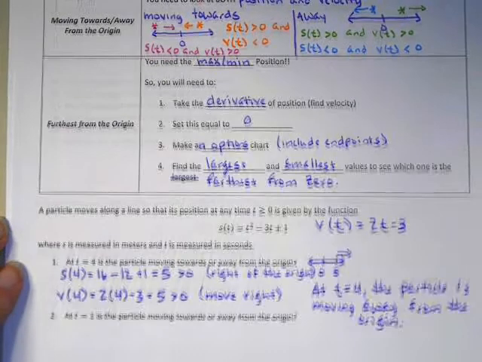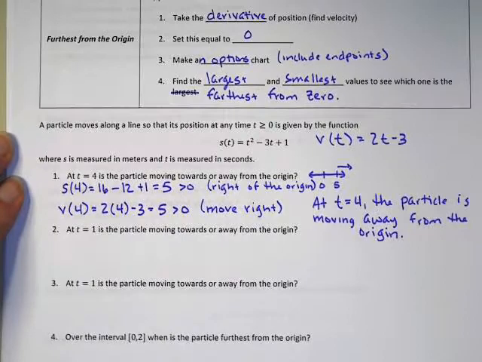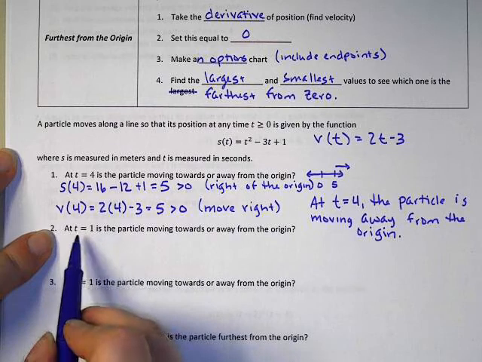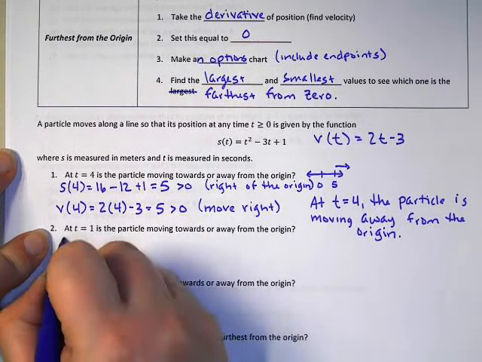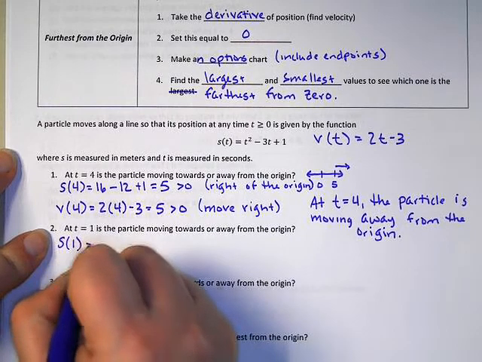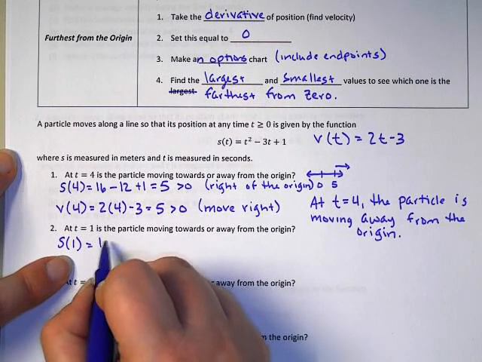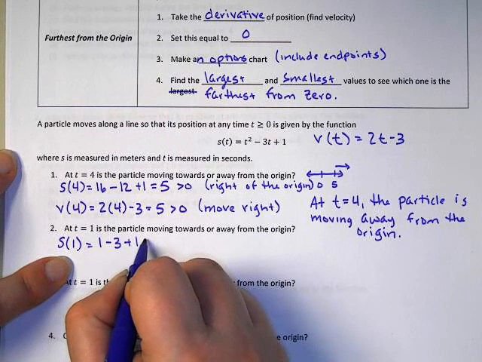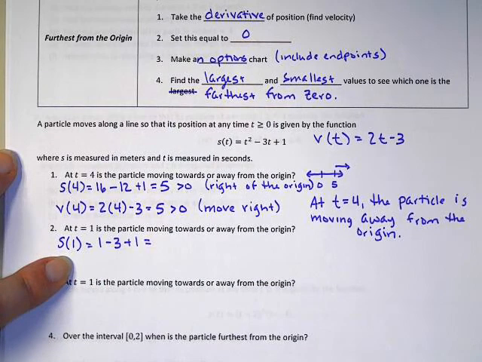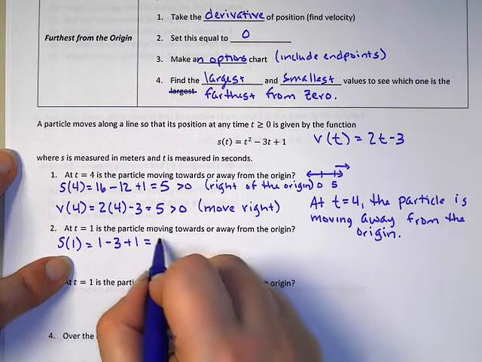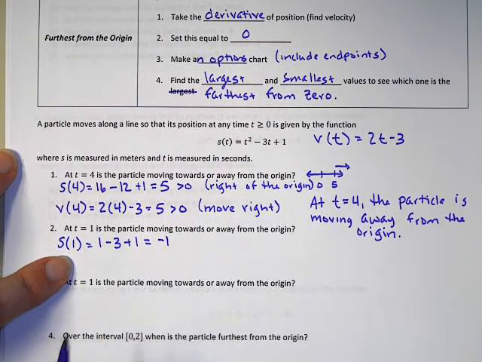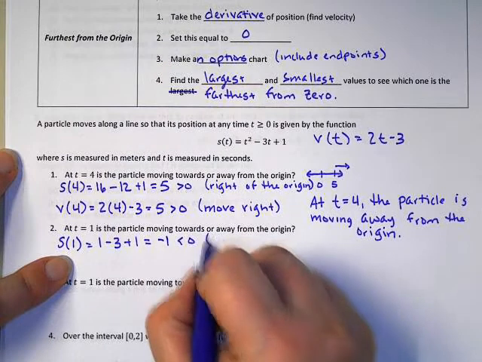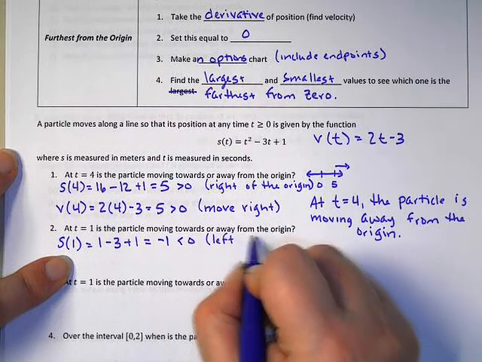For question 2, we're looking at the same thing here, it's just that now we're looking at time t equals 1. So we're still going to do the same thing though. We're going to find the position at 1. So s of 1 is going to equal 1 squared is 1, minus 3 times 1, so that's minus 3, plus 1. So we have negative 2 plus 1, which gives us negative 1. So that means the position at 1 is negative, which is less than 0. So we're starting to the left of the origin.